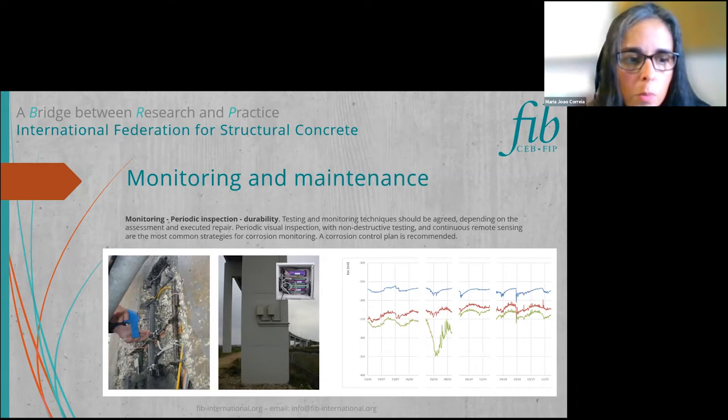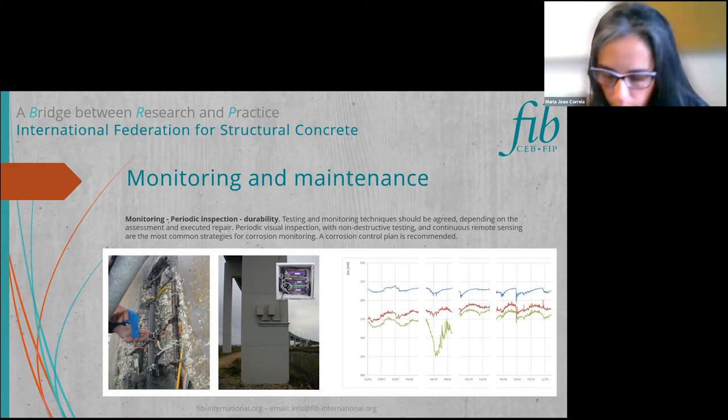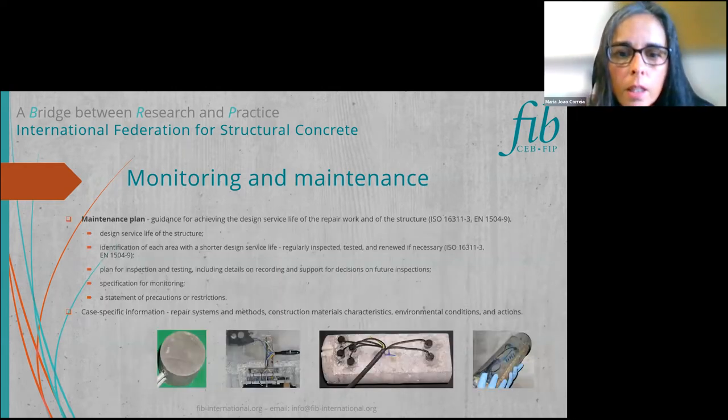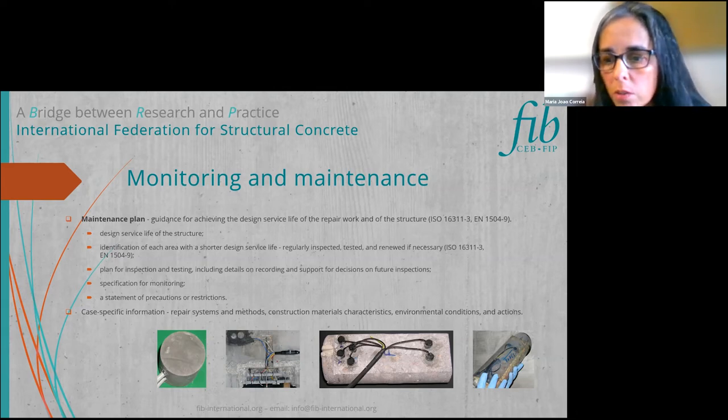Testing and monitoring techniques should be agreed for durability and performance assessment. Periodic visual inspection with non-destructive testing and continuous remote sensing are the most common strategies for corrosion monitoring, but a corrosion control plan is recommended. A maintenance plan should include the design service life of the structure, the identification of each area with a shorter design service life, the plan for inspection and testing, the specification for monitoring, and the statement of precautions or restrictions. It can also include case-specific information on repair systems and methods, construction materials characteristics, environmental conditions, and actions.